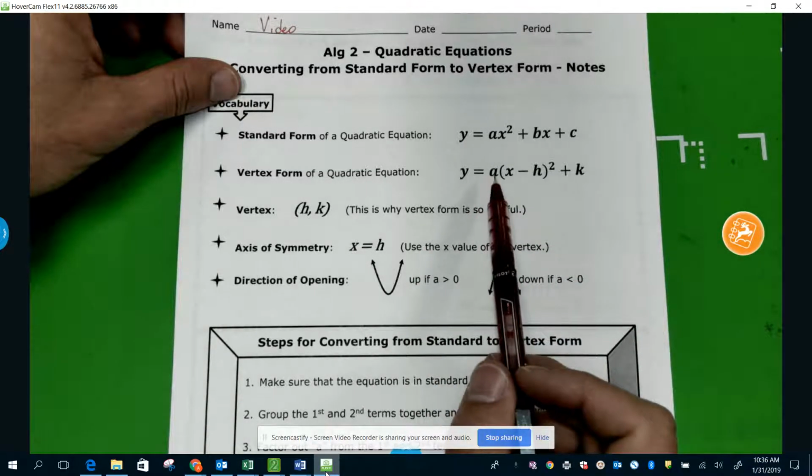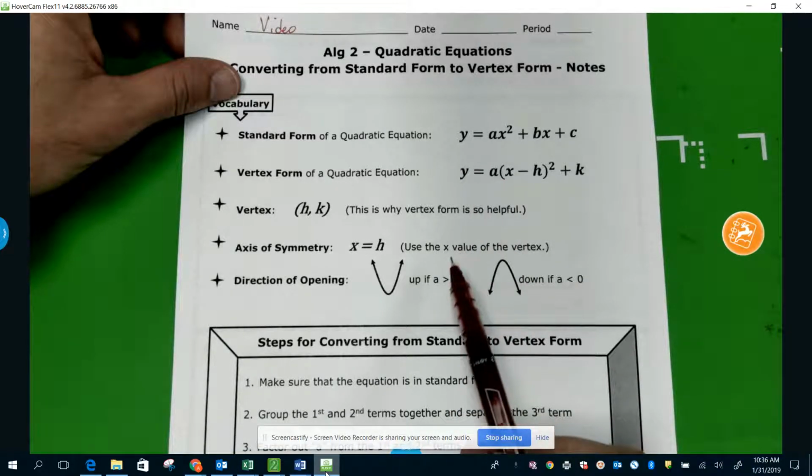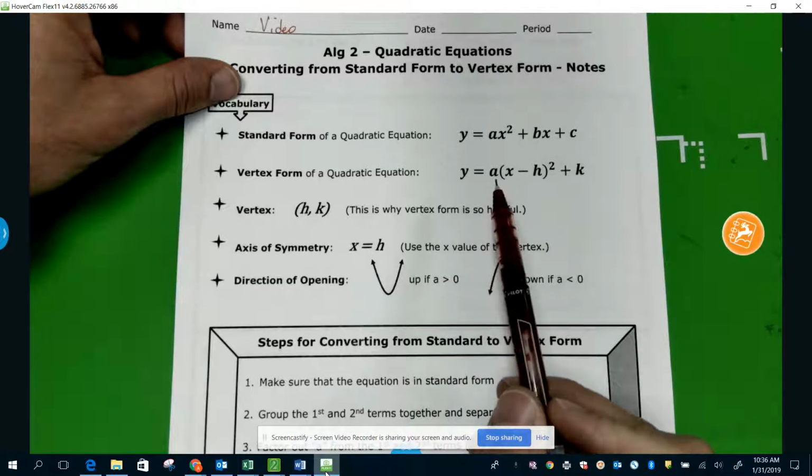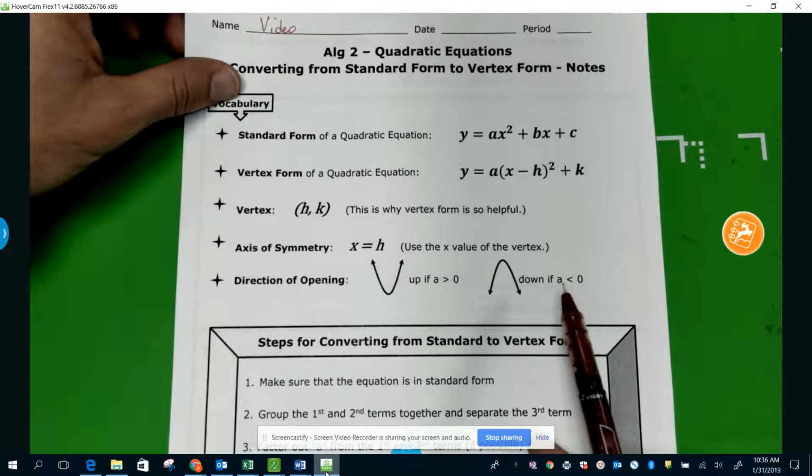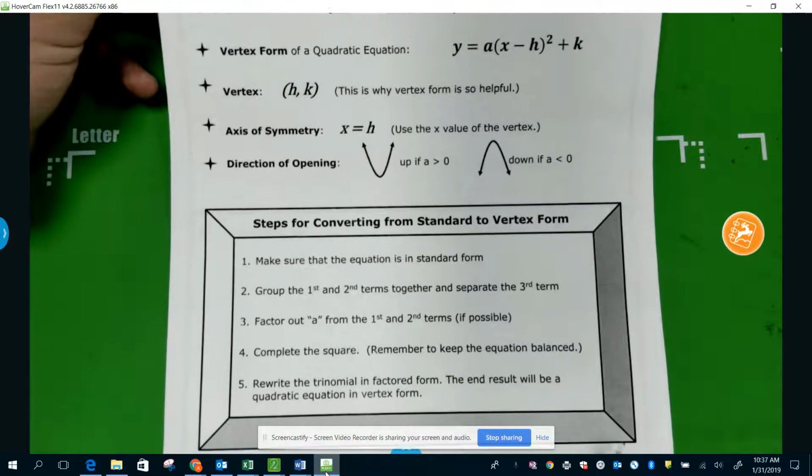And then we'll look at our a value out front. If the a value is greater than 0, a positive number, then your parabola is going to open upwards. If the a value, the number out front of your parentheses, is a negative number, if a is less than 0, your parabola is going to open downwards.